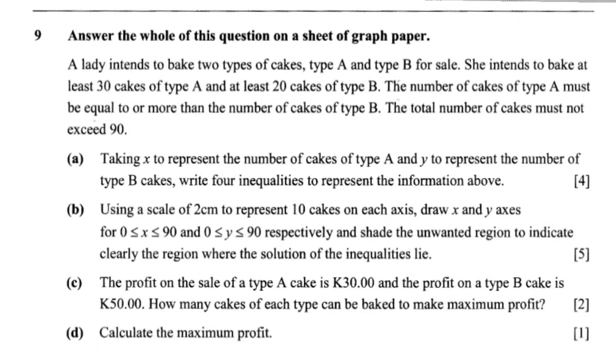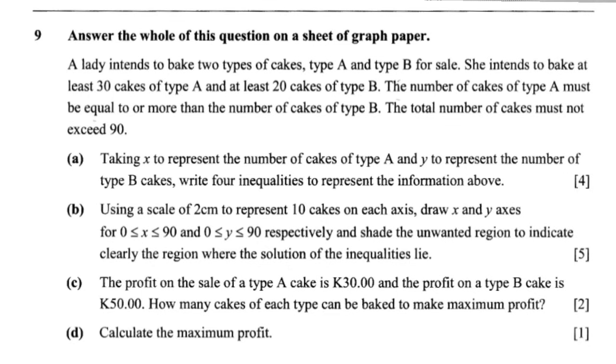A lady intends to bake two types of cakes, type A and type B, for sale. She intends to bake at least 30 cakes of type A and at least 20 cakes of type B. The number of cakes of type A must be equal to or more than the number of cakes of type B. The total number of cakes must not exceed 90. Taking X to represent the number of cakes of type A and Y to represent the number of cakes of type B, write 4 inequalities to represent the information above.